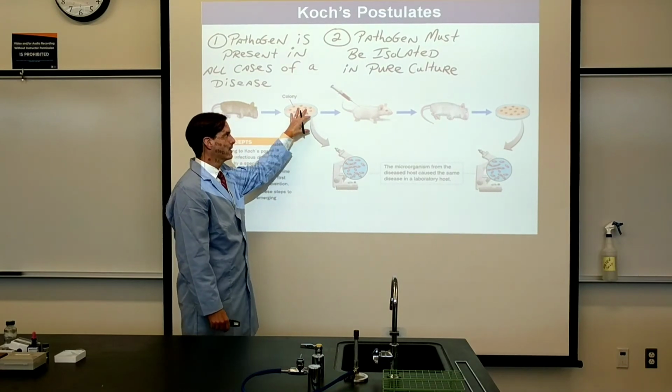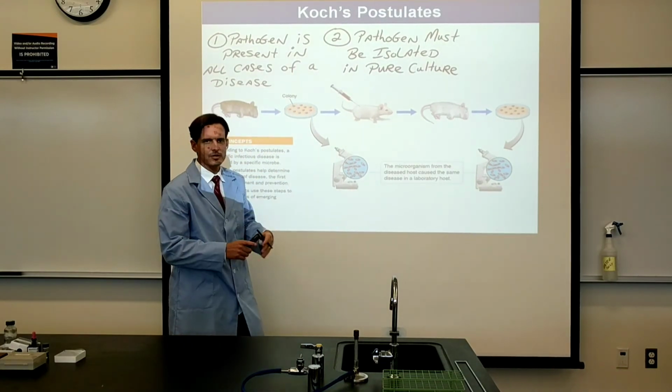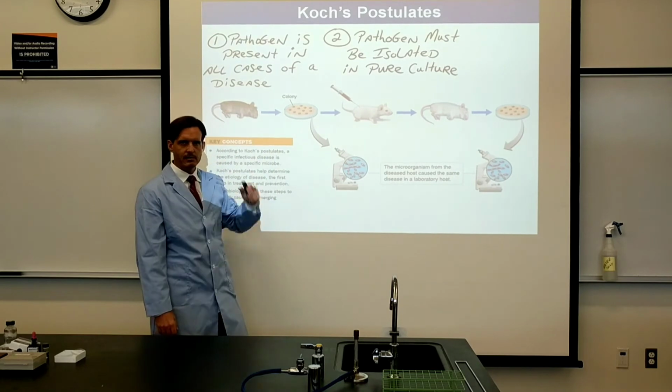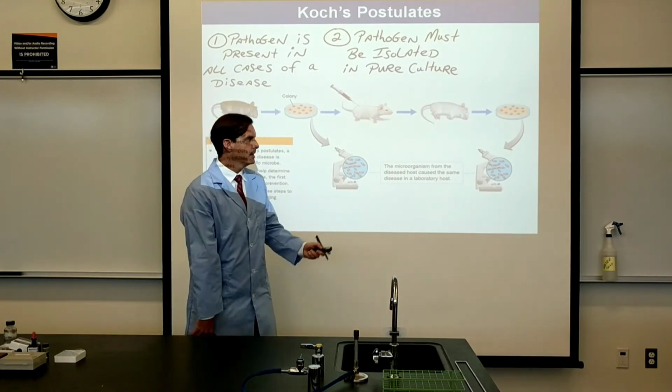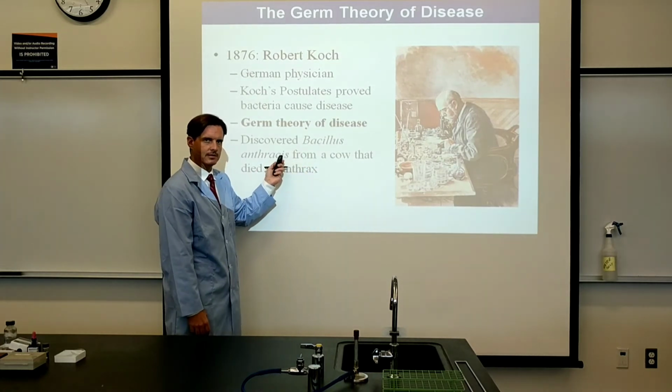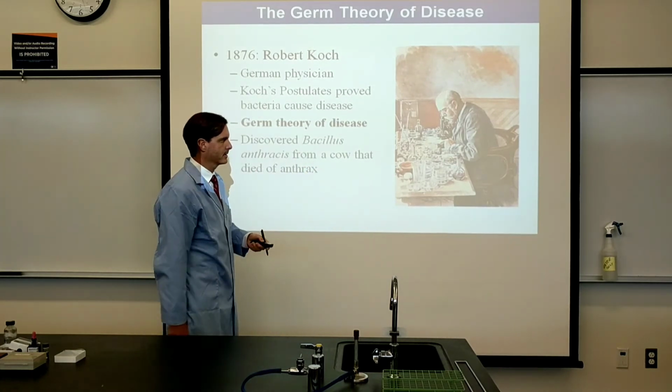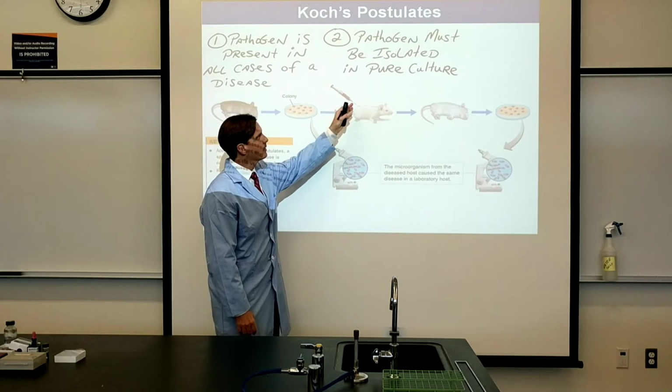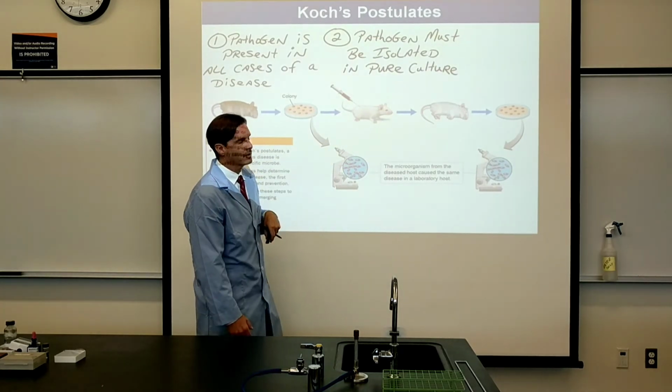So if it's bacteria that are responsible, you get a plate of just pure, say, Klebsiella pneumoniae, or in Koch's case, he was studying Bacillus anthracis. That's the genus and species name of the anthrax-causing bacteria. So whatever organism it is, you isolate it in pure culture.